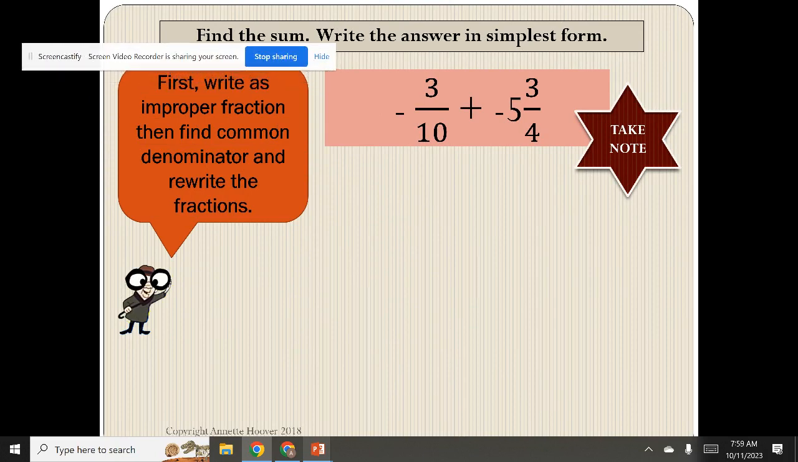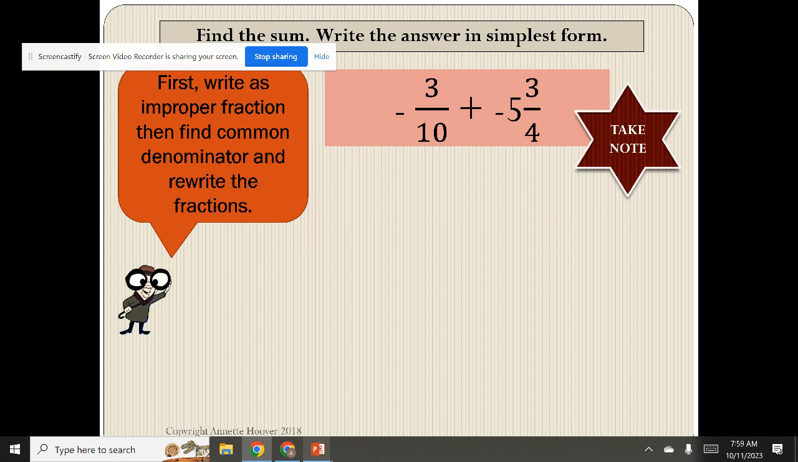All right, here we have a fraction and a mixed number. So the first thing we're going to do is rewrite that mixed number as an improper fraction because we're trying a different strategy today. Our first fraction is negative 3/10. We rewrite the second one by multiplying 20, adding the 3, which is 23, and keeping the denominator, which is 4. Notice there was a negative sign out in front, so that makes it a negative 23/4.